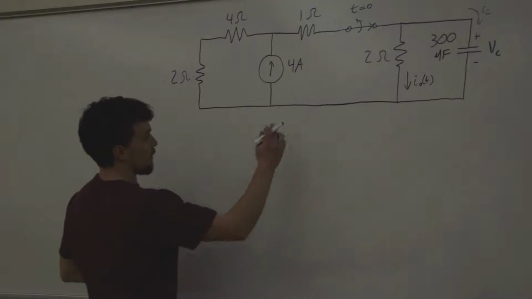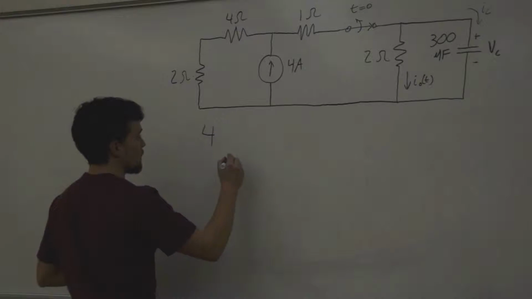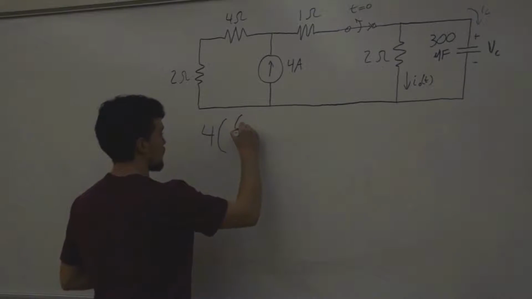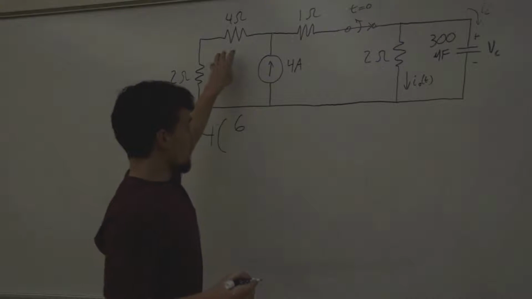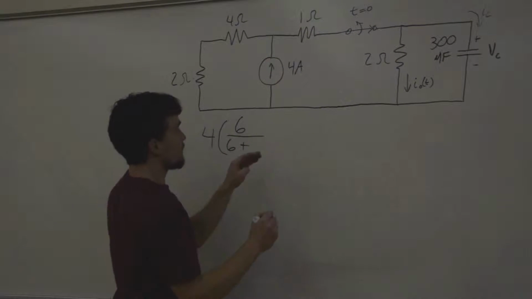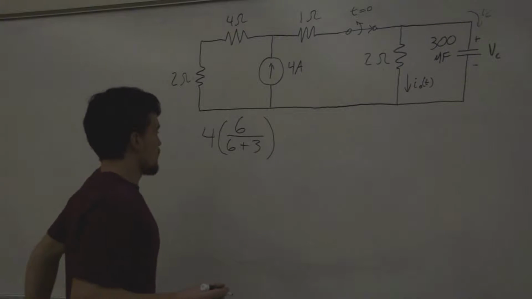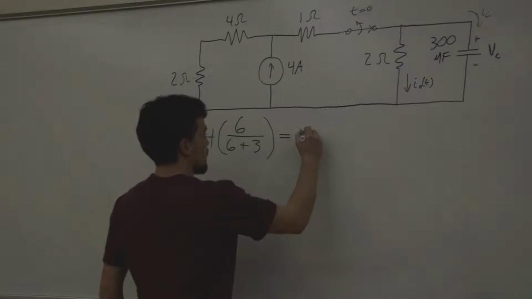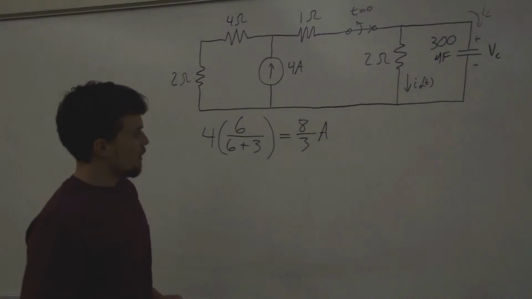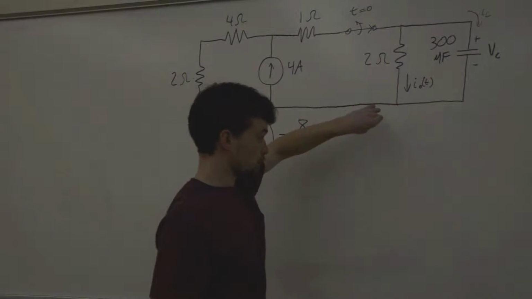So the current through this branch is going to be equal to 4 amps times the resistance of this branch, which is 6, over the resistance of both of these branches, which is going to be 6 plus 3. Now this is going to equal 8 over 3 amps. So that is our initial value before time equals 0 of this current.